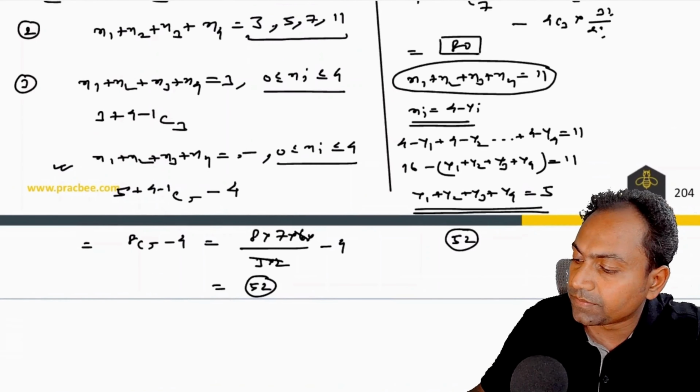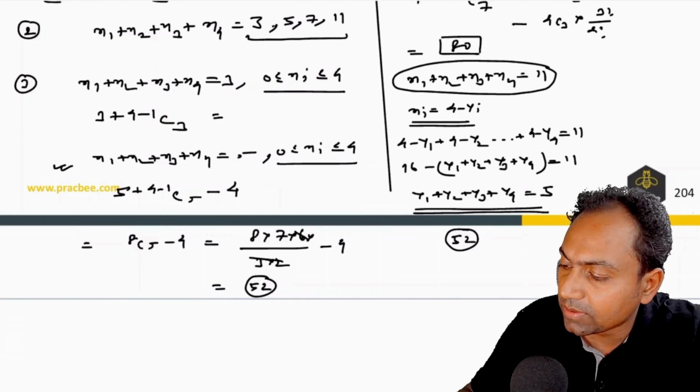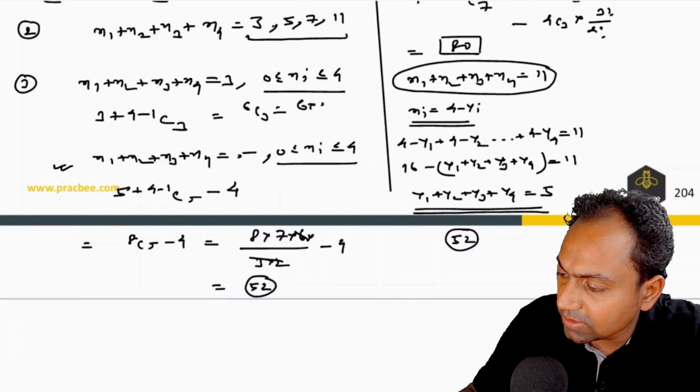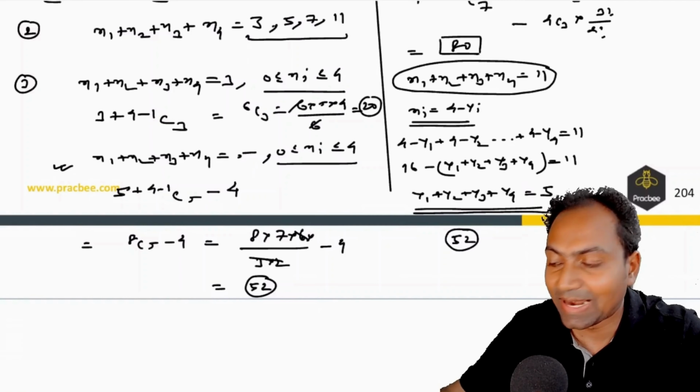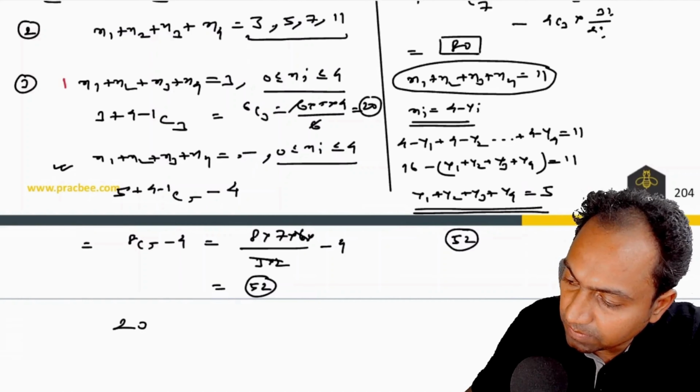Now, if I calculate the first answer, it came out to be 3 plus 4 minus 1, that is 6C3. So 6 into 5 into 4 by 6. So this becomes nothing but 20. So if I add them up, what I get is nothing but 20 from case 1.